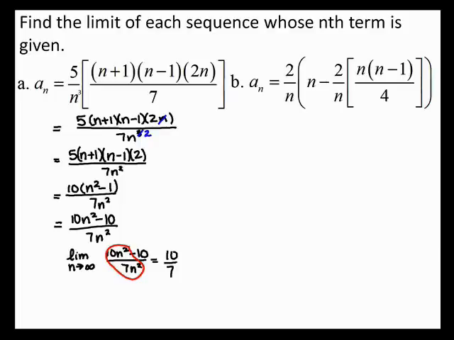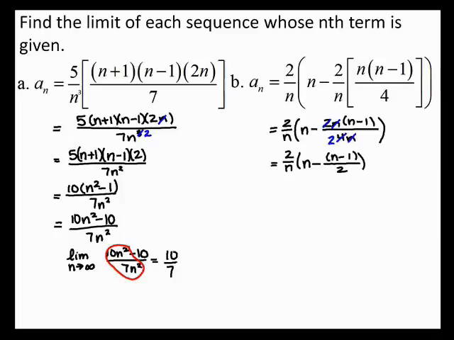Part B. a sub n is equal to 2 divided by n times the quantity n minus 2 divided by n times the quantity n times n minus 1 divided by 4. Distribute negative 2 divided by n to the quantity n times n minus 1 divided by 4. Simplify the fraction 2n times the quantity n minus 1 divided by 4n. Distribute 2 divided by n to the quantity n minus n minus 1 divided by 2 and simplify.